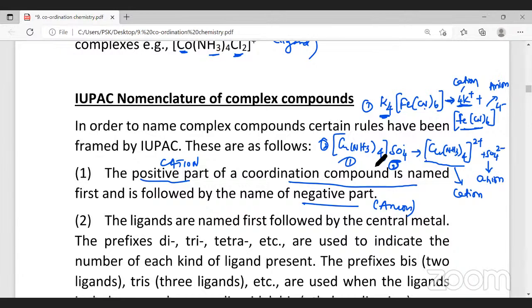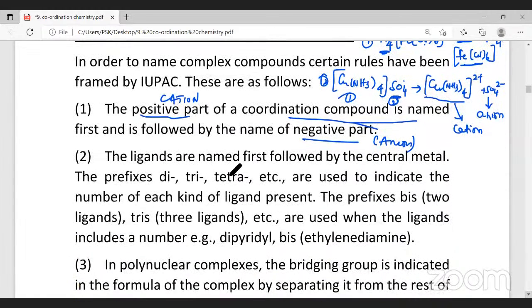That is the first rule. The second point is that the ligands are named first. Whether it is an anionic complex or a cationic complex, when you're naming the complex, you have to name the ligands first, followed by the central metal. The prefixes di, tri, tetra, etc. are given to indicate each kind of ligand present.